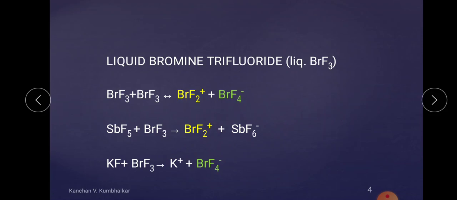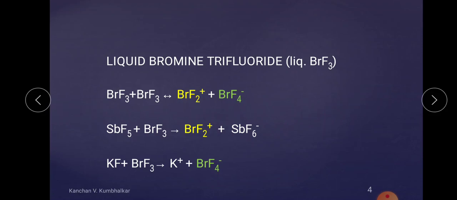So the basic principle is that in the presence of BrF3, if a compound generates BrF2 positive, then it acts as an acid, and if a species generates BrF4 negative, then it is declared a base. On the basis of these two reactions, SbF5 acts as an acid because it generates BrF2 positive, and KF acts as a base because in the presence of BrF3 it generates BrF4 negative.